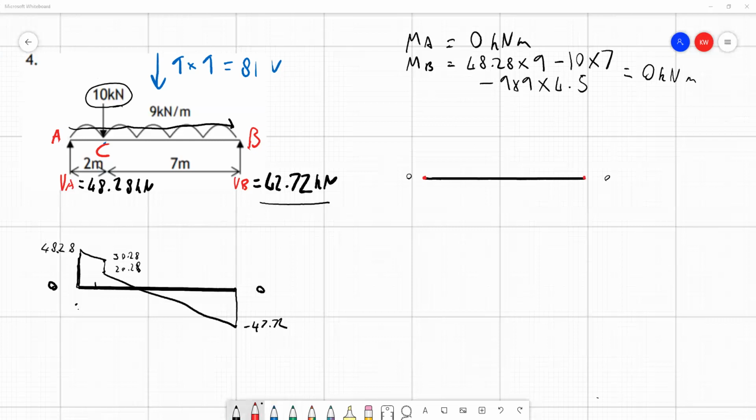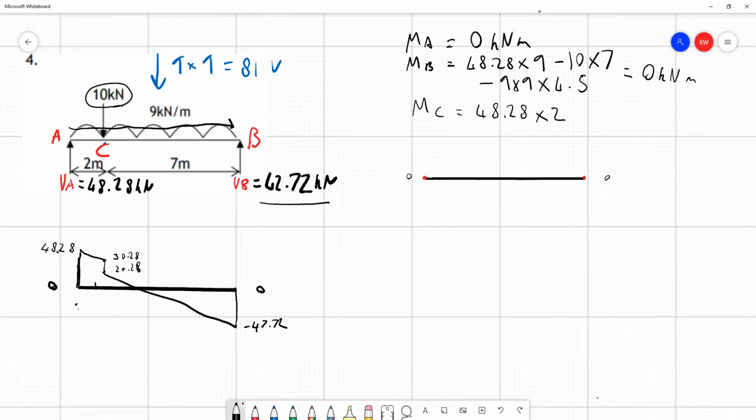Then the last thing we want to consider initially is what's the bending moment at C. So bending moment at C, let's look to the left. So to the left of C, you've got a force at A, 48.28. But this is only 2 meters away from C. It was 9 above because B is 9 meters away from A, but C is 2 meters away from A. We don't consider the force at C because it's only things to the left and not things at C.